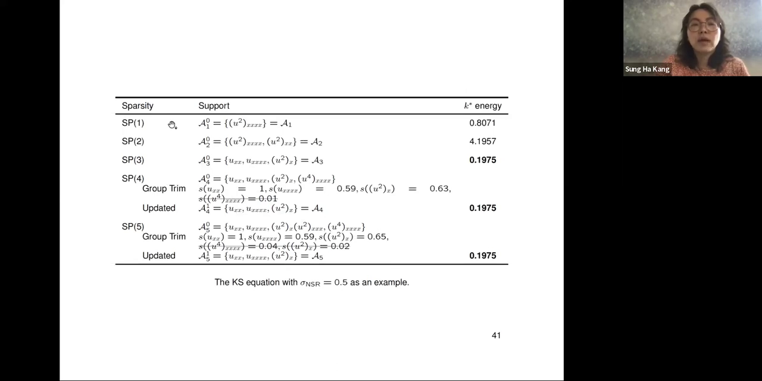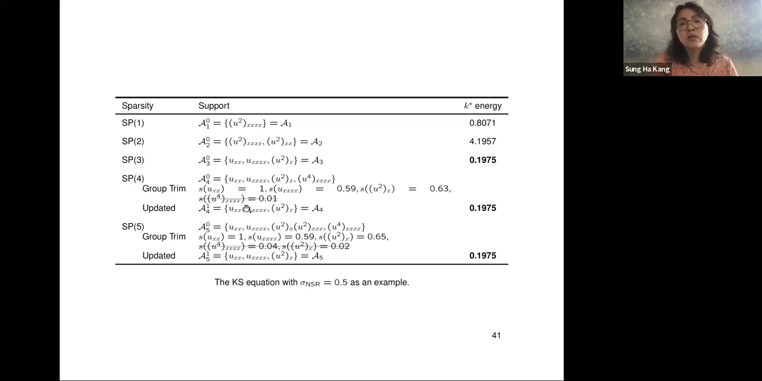So the Fourier ident goes like this. SP with K equal to 1 found 1 support. K equal to 2 found 2 supports. K equal to 3 finds 3 supports. K equal to 4 found 4 supports, but one of them is really not contributing to UT.